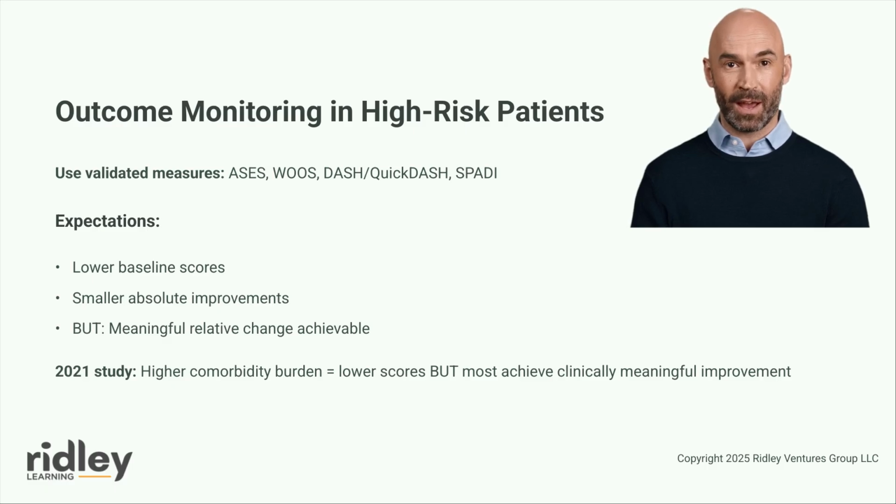Serial assessment using validated patient-reported outcome measures is particularly important in high-risk populations to track recovery trajectories, identify patients who are not progressing as expected, and guide clinical decision-making regarding protocol modifications or need for additional interventions. The American Shoulder and Elbow Surgeons Score, Western Ontario Osteoarthritis of the Shoulder Index, Disabilities of the Arm, Shoulder, and Hand Questionnaire and QuickDASH, and Shoulder Pain and Disability Index have all been validated for use in shoulder arthroplasty populations, including those with comorbidities.